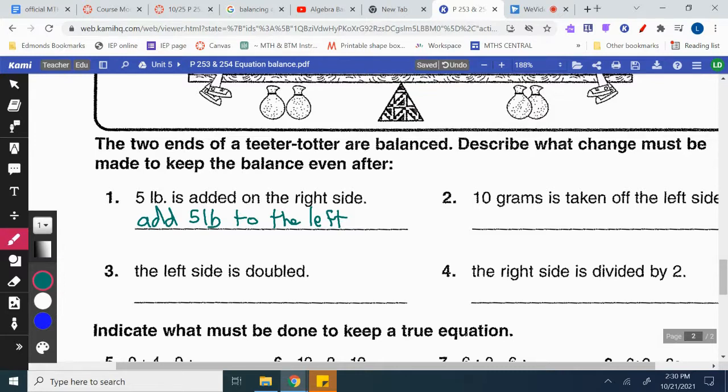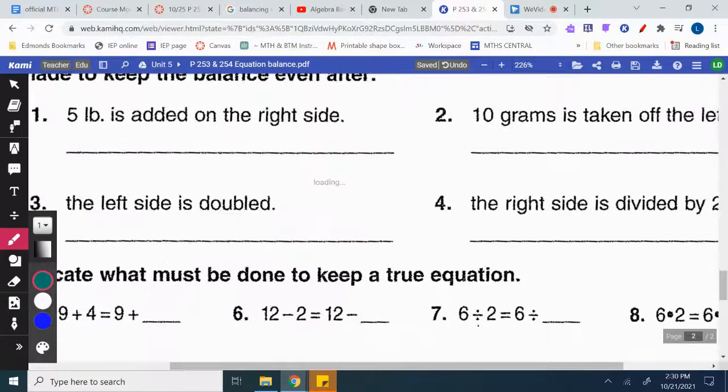If the left side is doubled, then the right side is doubled. I don't care about spelling for number 2 and 4. I just want to see that you guys can answer the question.